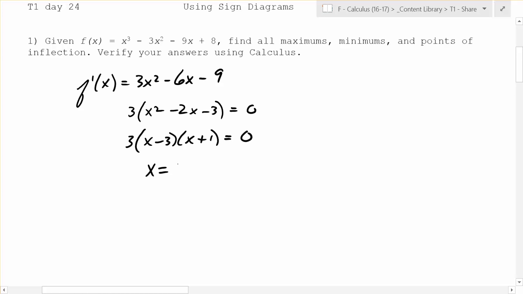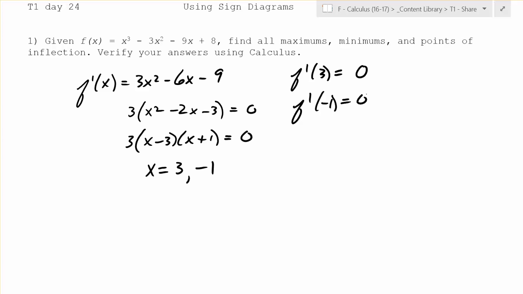So what does x equal, Chris? x equals 3 and negative 1. Okay, so those are x values. So you know that f prime of 3 is what? You just told me. f prime of 3 is equal to what? 0. What's f prime of negative 1 equal to? 0. So what could happen at those x values? You could have a max or a min there.